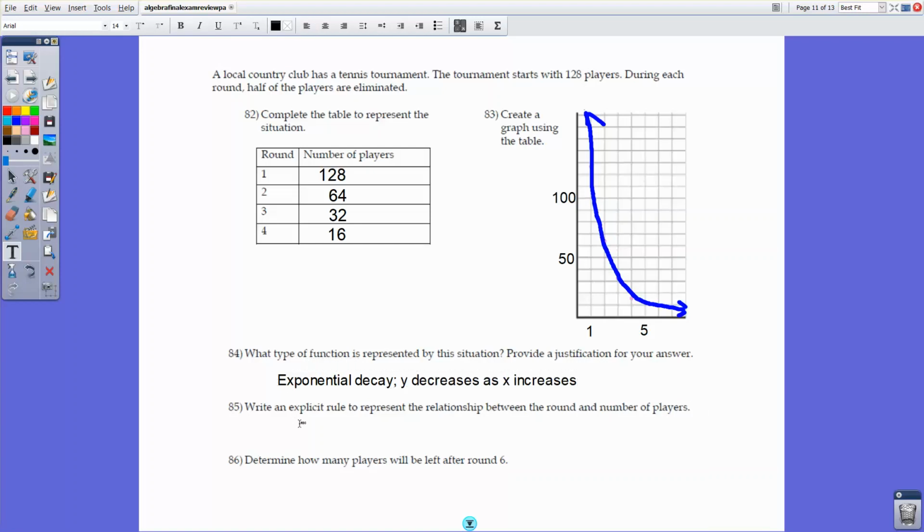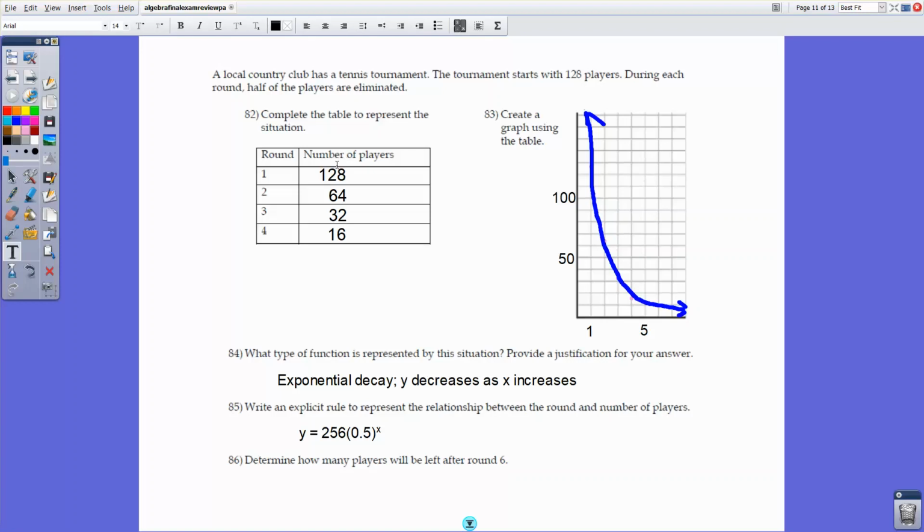Write an explicit rule to explain this relationship between the round number and the number of players. Now, for this one, I'm going to show you the function first, and I'll explain what is going on with each one. The reason why we are using 256 is because the value that we would get here for 0 should be 256, because after 1, it should be half of that. So even though we're not starting with 256 players, if there was a, quote, 0th round, according to the way I've answered this question, this is what you would have.